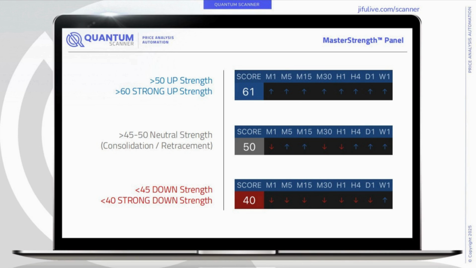Each of these scores, with their connecting trend directional arrows in the panel, help to assist at identifying the overall trend direction from each time frame, as well as the relative strength of that trend.